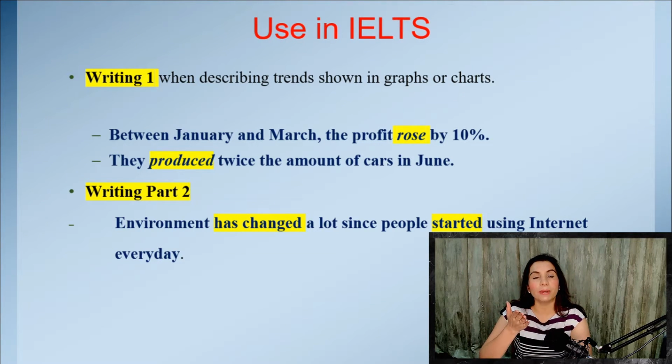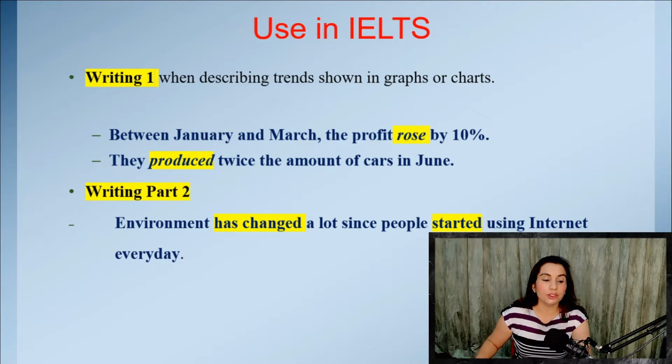So here we are explaining the trend that happened in the past, and they produced twice the amount of cars in June. So June is also somewhere in the past, they produced twice the amount of cars. So these two events have happened in the past, so clearly we have to use the past tense.